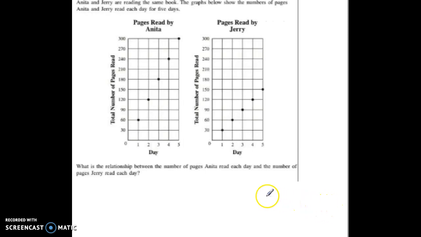Okay, on this first one, it says Anita and Jerry are reading the same book. The graphs below show the number of pages Anita and Jerry read each for 5 days. What is the relation between the number of pages that Anita read each day and the number Jerry read each day? So I'm going to give you a hint. Let's just look at this. Whenever you're looking for unit rates, it's real easy. Would this line go through the origin? Yes. And is it a straight line? Yes, so that means it's proportional. Let's check out Jerry. Same thing on this side.